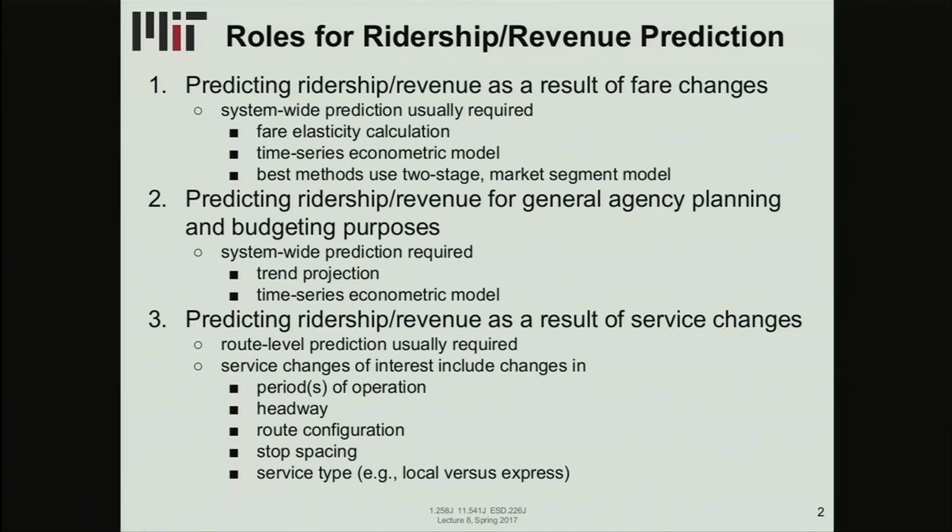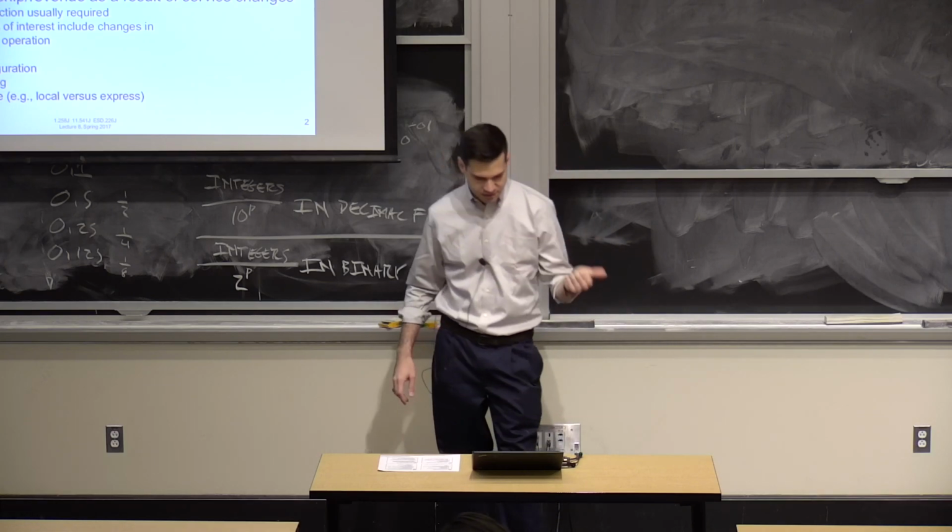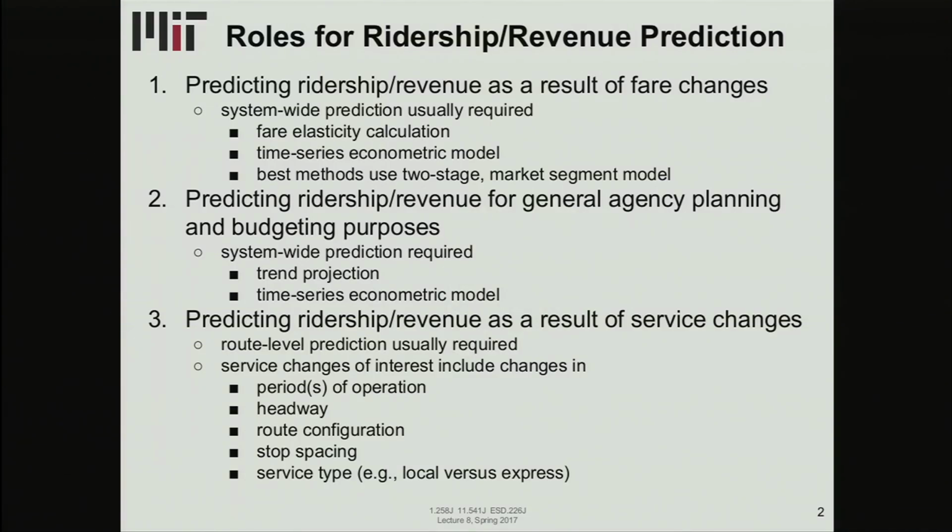All agencies go through periodic fare changes unless they are completely free. So usually you want system-wide prediction, and the approaches are fare elasticity calculation. So you might estimate some elasticity, the average response of ridership to fare changes. You could use a time series econometric model as a better approach if you want to control for external factors. And the best methods use a two-stage market segment model, recognizing that different segments of the population might have different elasticities, different responses to a fare change.